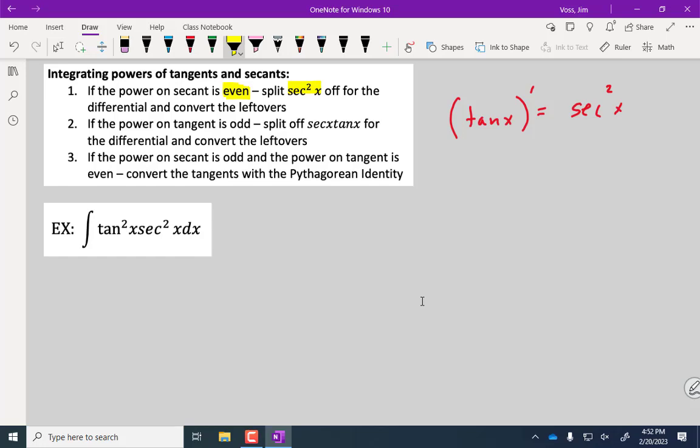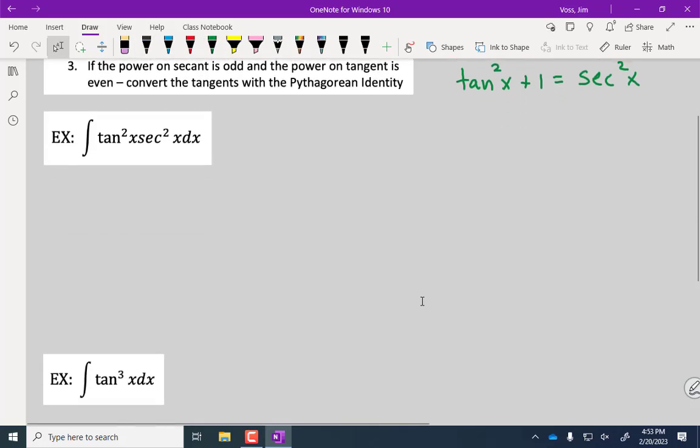Right? All those Pythagorean identities have squares. And we know that we can convert using the Pythagorean identity. We know that tan squared of x plus 1 is secant squared. So if we pull off secant squared and we're left with an even power of secant still, we can convert those to tangents really easily. All right, so if we pull off secant squared, we need to have tangents over here. So let's see what happens. All right, so, even power of secant.